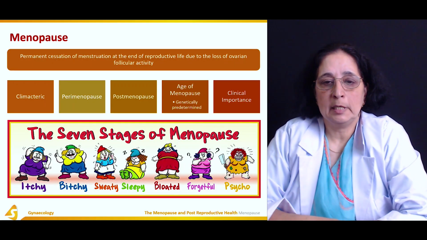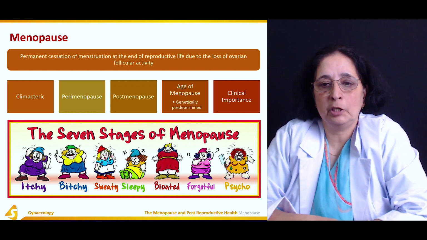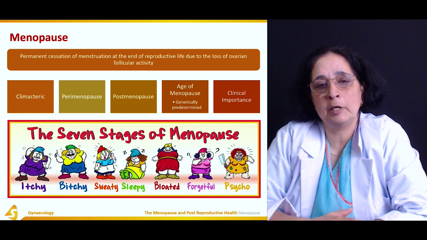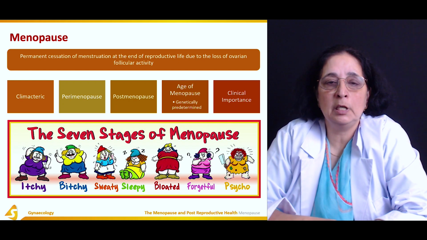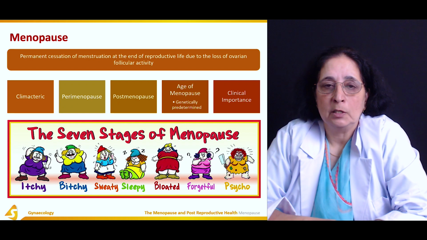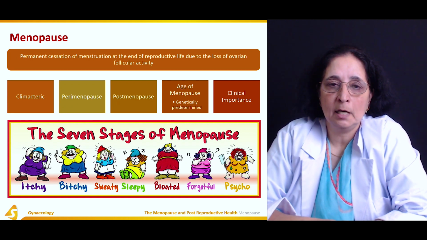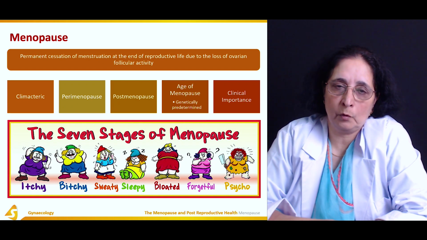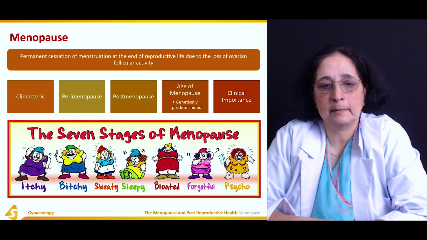So menopause is the permanent cessation of menstruation at the end of reproductive life. So it's the time when the menstrual cycles stop. This is usually due to the loss of ovarian follicular activity. So once the ovarian follicular activity ceases, there is no formation of ova by the ovary, and that leads to menopause.